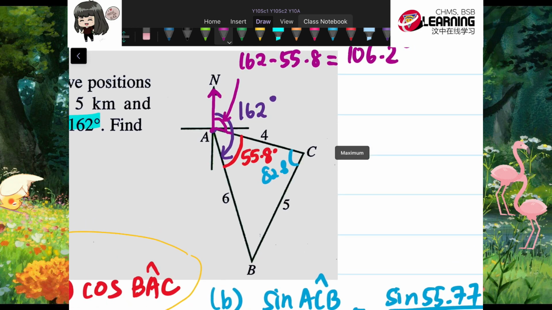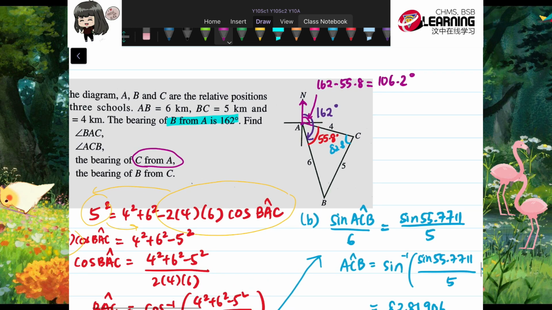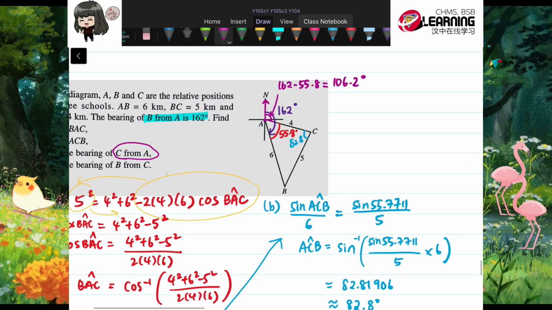So part C: the answer is 162 minus 55.8 equals 106.2. And next, part D.